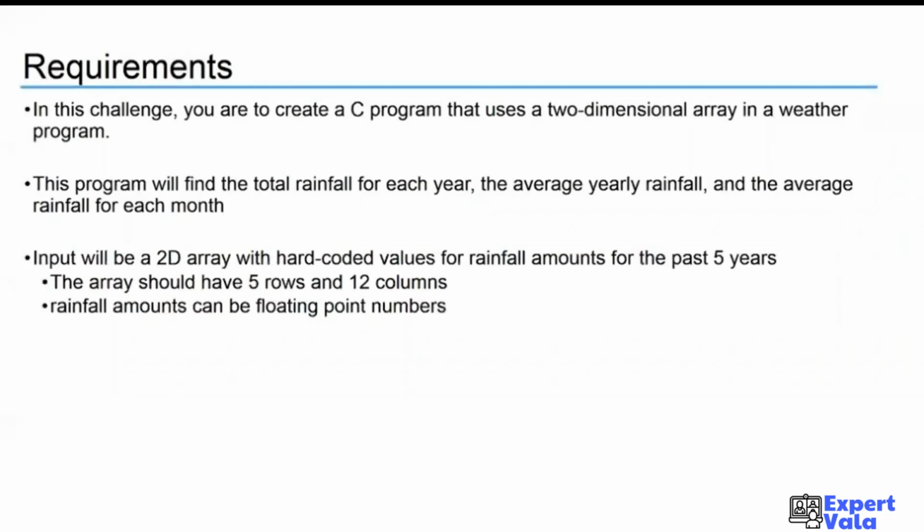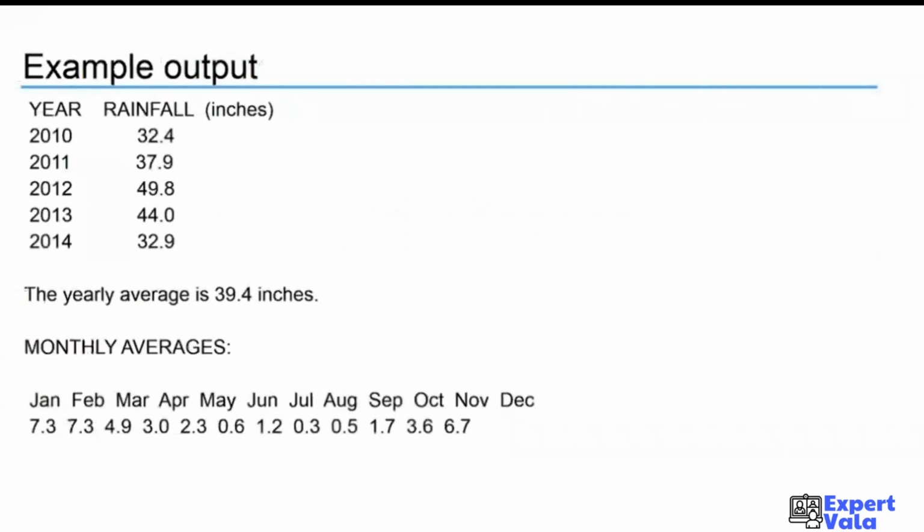So how much rain you got in January, February, March, April for each year, and the rainfall amounts should be floating point numbers. Because you often get 7.8 inches of rain for a month, they are going to need to be floating point. When you create this two-dimensional array, make sure that it's a float. The output for the program is going to look something like this.